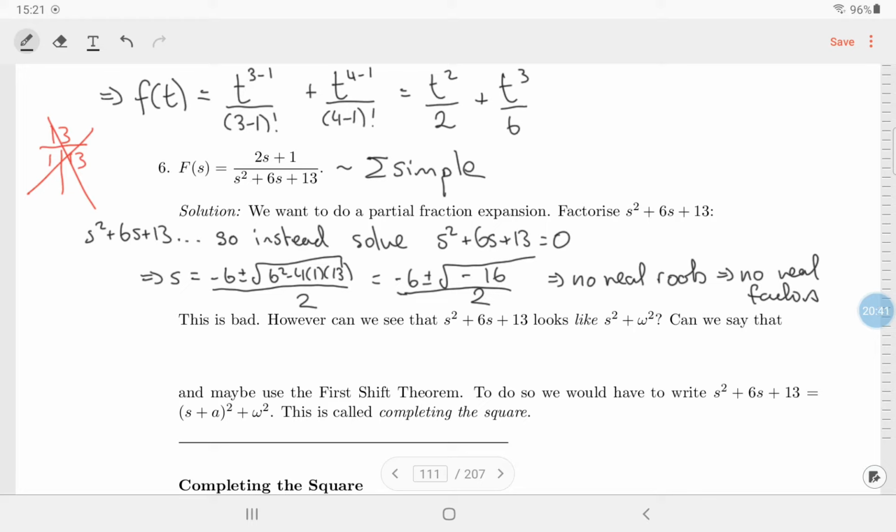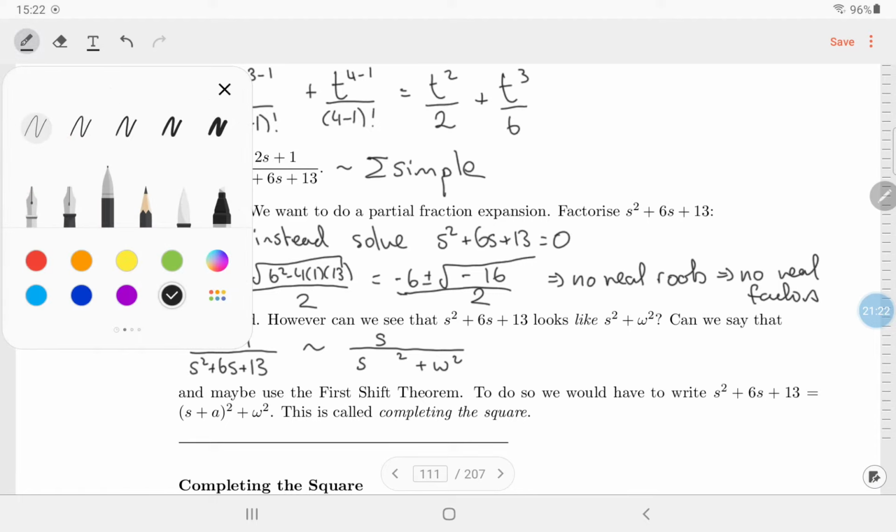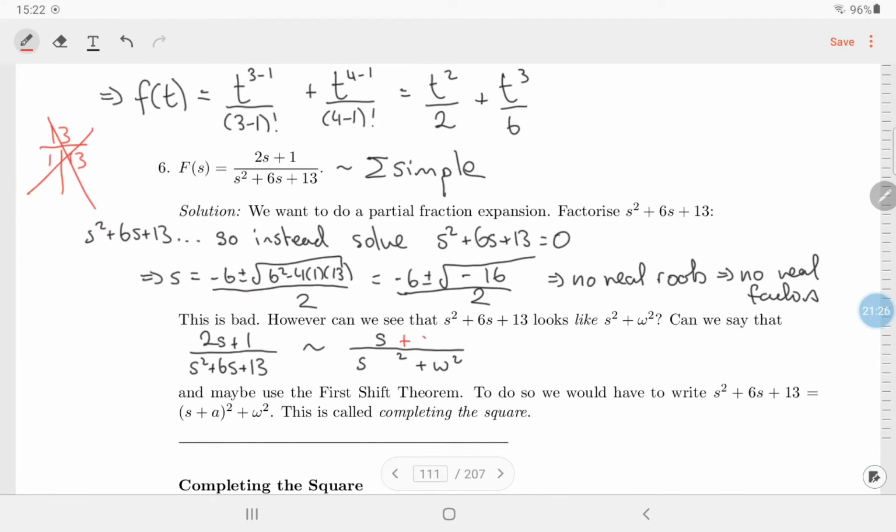Okay, now what we might say is maybe the s squared plus 6s plus 13, of anything in the tables, it looks most like s squared plus omega squared. But maybe could we say that our big F of s here, 2s plus 1 over s squared plus 6s plus 13, maybe does this look like a shifted sine? So what's a shifted sine, or shifted cosine first? So cosine is s over s squared plus omega squared. But maybe it's shifted. So instead of s, you've got s plus a.